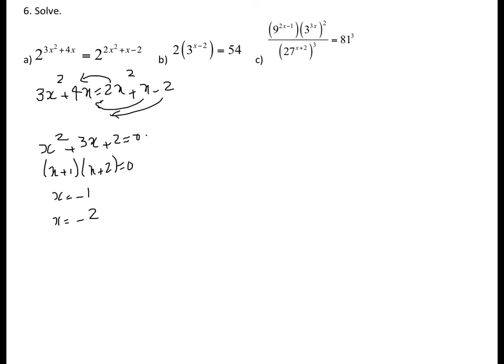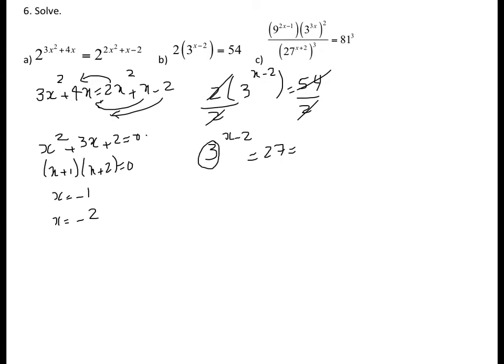Okay, part B, we have 2 times 3 to the power x minus 2 is equal to 54. I divide both sides by 2. I get rid of the 2 here. I get 3 to the power x minus 2 is equal to 54 divided by 2, which is 27. 27, I'm going to write as base 3, which is 3 to the power 3. So I'm going to say x minus 2 is equal to 3, so x is equal to 5.